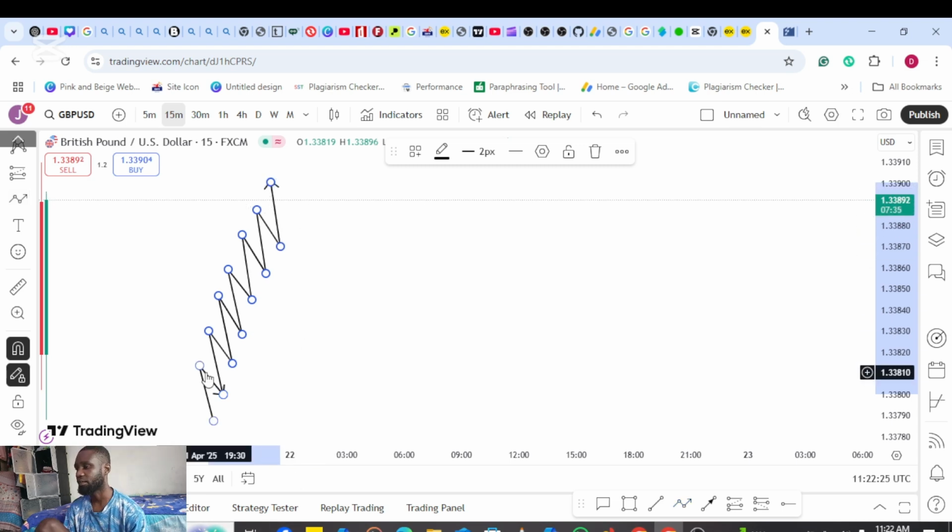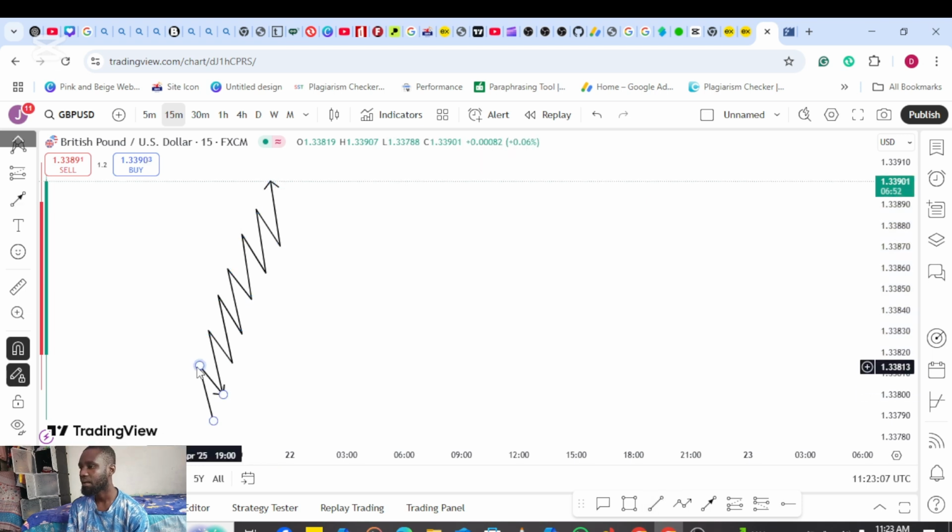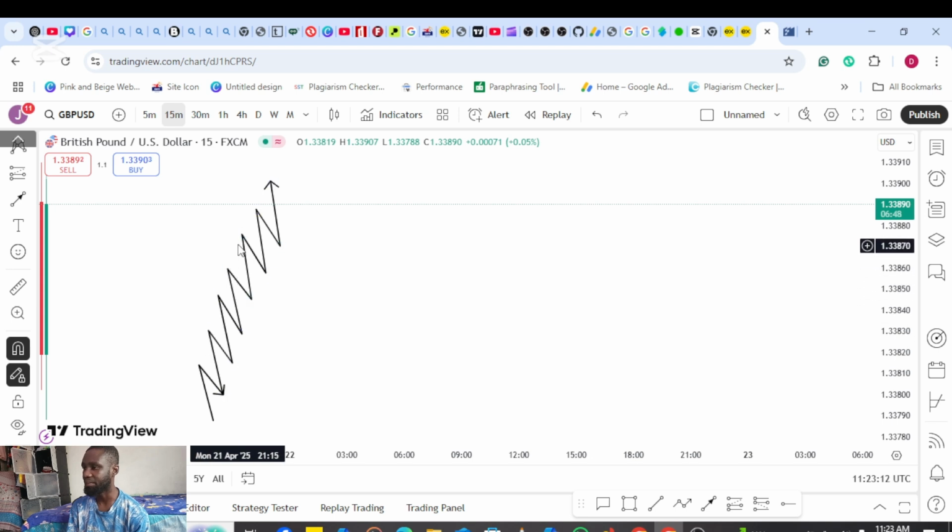Okay, fine. You can notice that the candlestick or the market is breaking the previous high. This one breaks this one, this one breaks this one. You could see that the market is breaking the previous highs. That means it is creating new higher high.